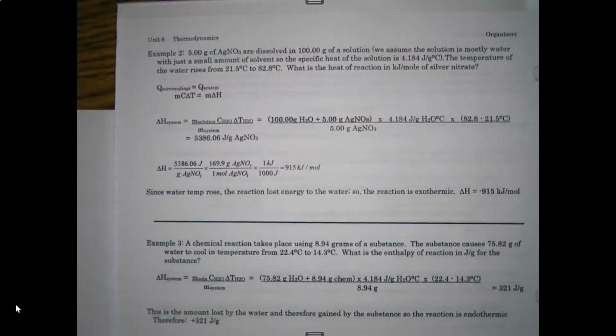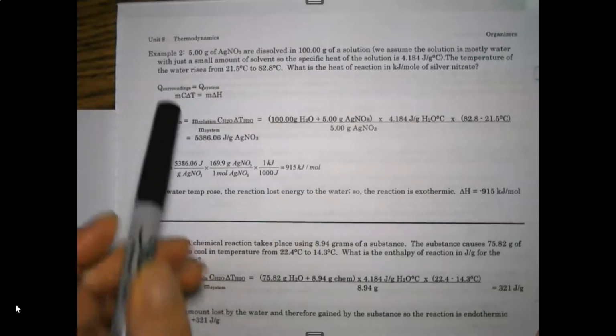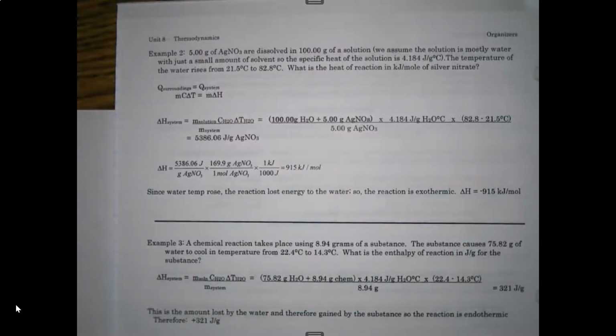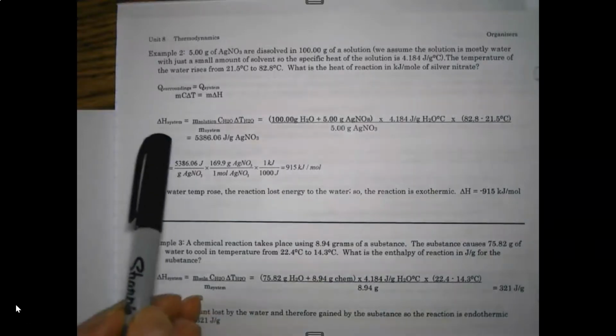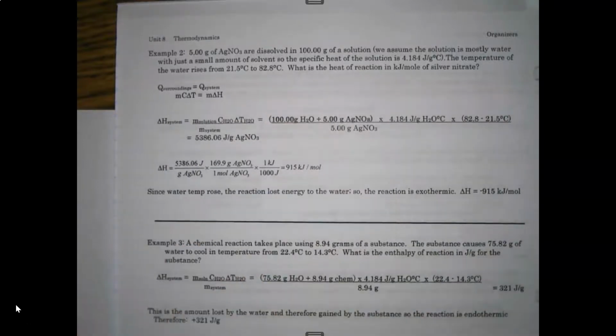Okay, so in order to solve that problem, I've got to remember that my surroundings is going to be MC delta T, but now my system is going to be M delta H, because now in order to dissolve the silver nitrate, I have to break ionic bonds. I have to dissociate those silver ions and those nitrate ions in water. Okay, so let's take a look. I've got MC delta T for the surroundings divided by M delta H.